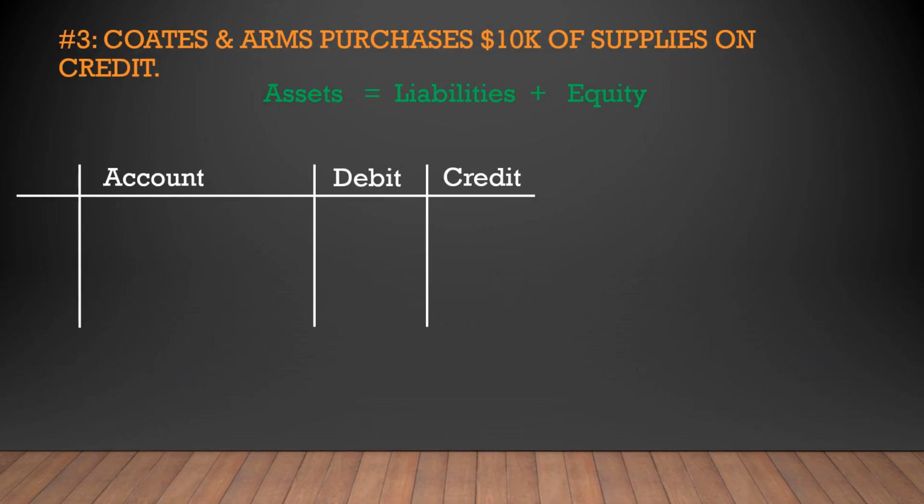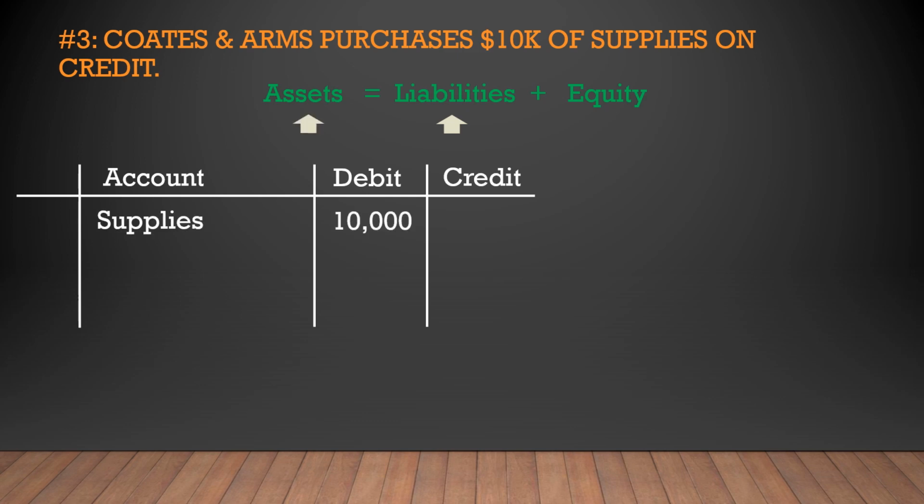Number 3. Coats and Arms purchases $10,000 of supplies on credit. This transaction increases supplies assets and increases liabilities. As a credit purchase, CNA is not paying cash now, but will do so at some point in the near future. Increase supplies with a debit.